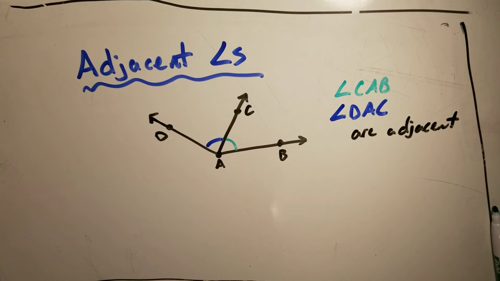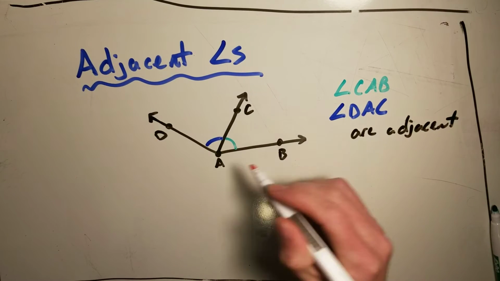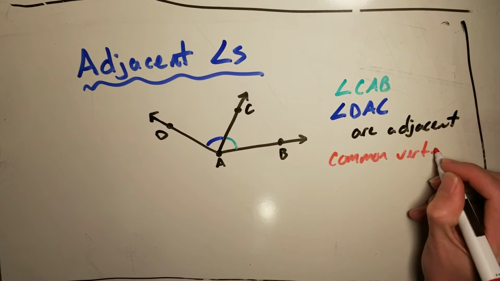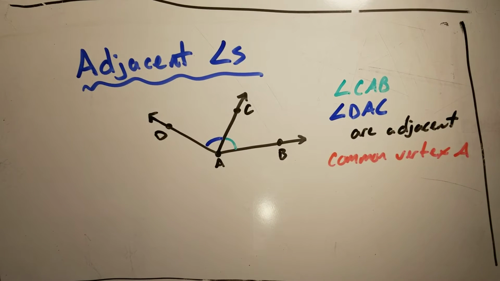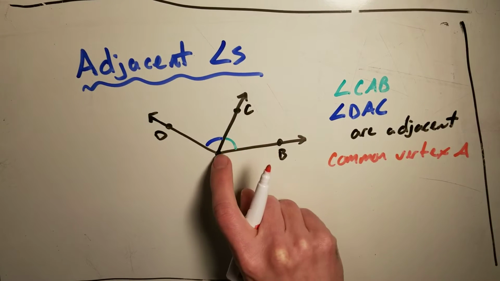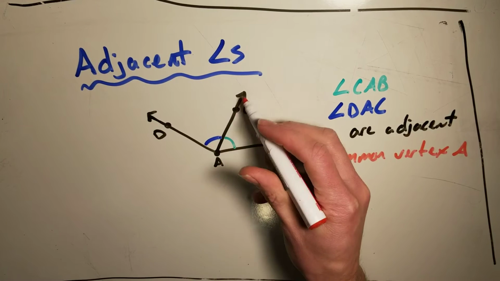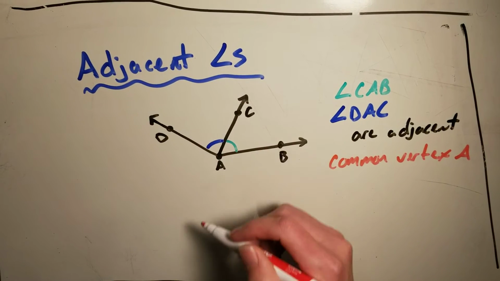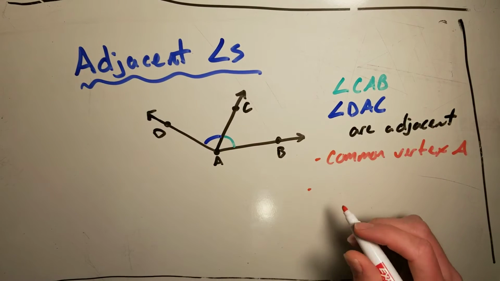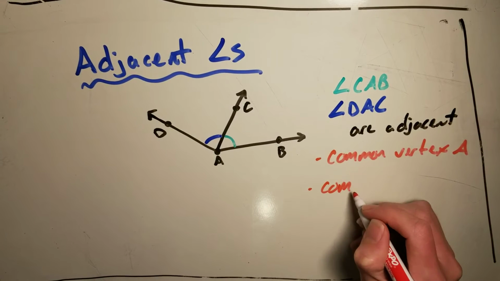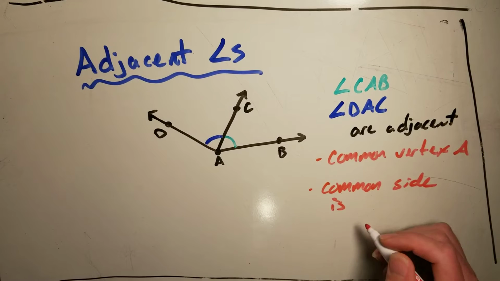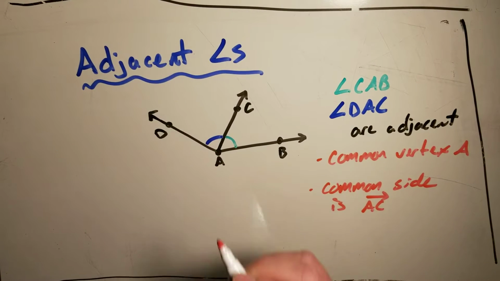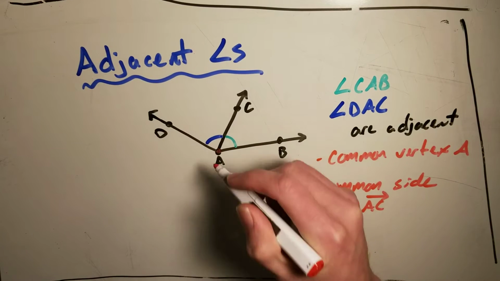Now the definition says to be adjacent you need to have a common vertex, and notice they both have the vertex of A. If you look at them, A is their vertex for both, so common vertex A. And here they share a side, so angle CAB has two sides. The sides are AB and AC. Angle DAC, the two sides are going to be this ray AD and the ray AC. So by looking at those two, you can see that they both share the ray AC. So the shared or the common side is the ray AC. So for two angles to be adjacent, they need both of these things to be true. They need to have that common vertex right here, and the common side, which is AC.